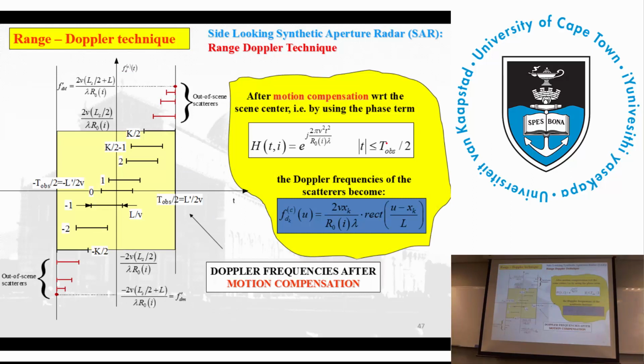Now, if we perform motion compensation now, what's going to happen? Nothing different from what happened before. Now, each scatterer will be left with a constant Doppler, which is proportional to the position that they're occupying in the scene, x sub k. And for the in-scene scatterers, they are illuminated for the whole entire time, which in terms of space is the entire synthetic aperture, which is L.